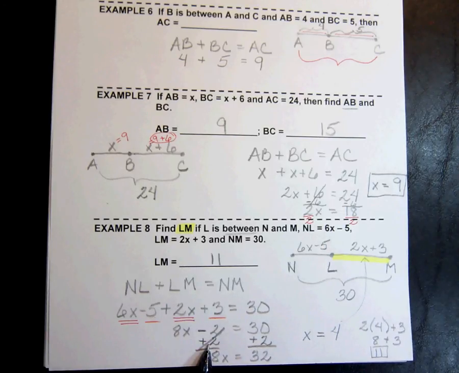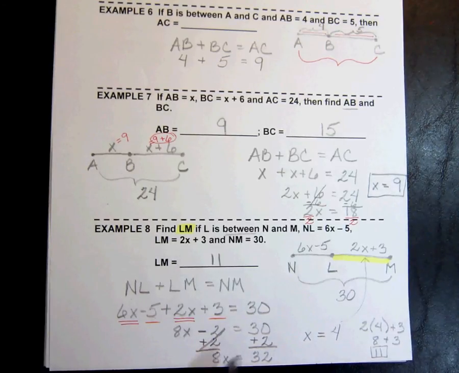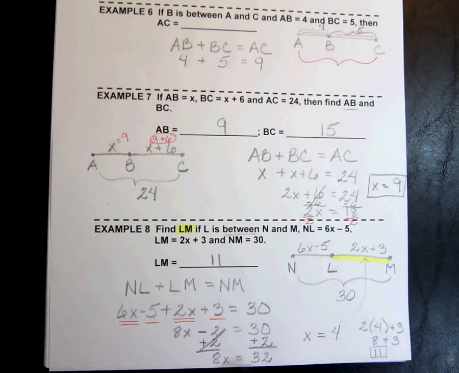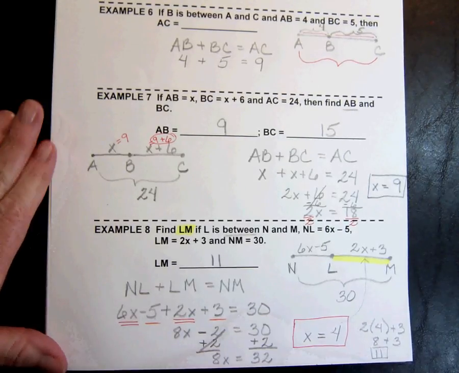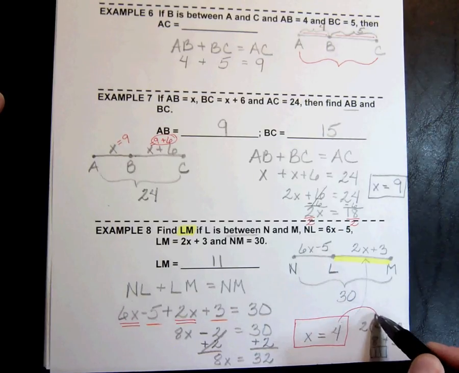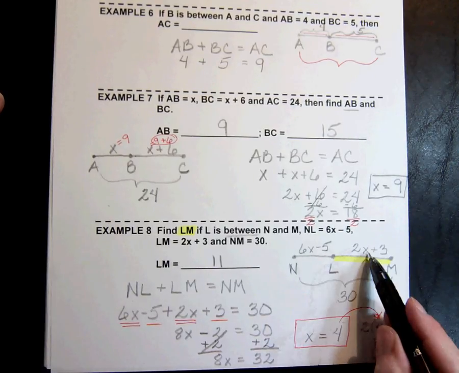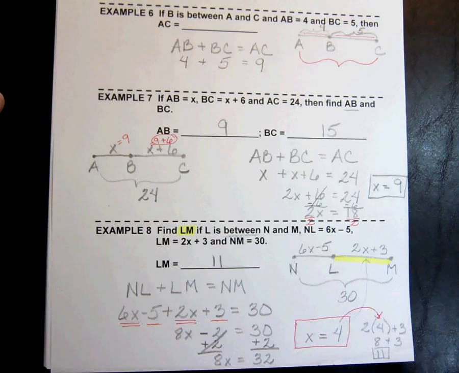Continue to solve for x. You add 2 to both sides. This goes to 0, so you're left with just an 8x. Subtract 2 on this side is 32. Kind of run out of room, but to solve for x, you're going to divide by 8 on both sides. 32 divided by 8 is 4. 4 is not the answer. LM is what they're looking for. So you will substitute that 4 in the formula right here. 2 times 4 is 8, and 8 plus 3 is 11.